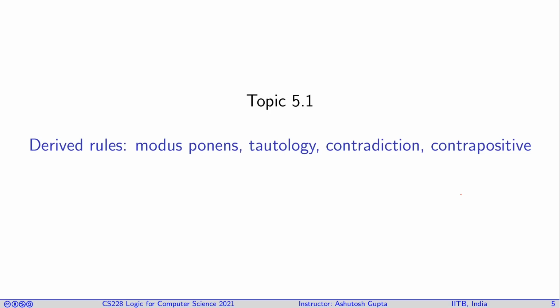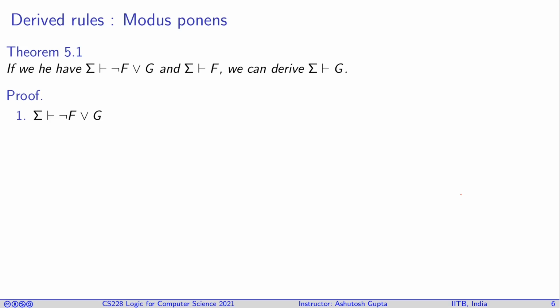First we will look at 4 such rules. One is called Modus ponens, second is tautology, third is contradiction, and fourth is contrapositive. Let's dive into it. So what is Modus ponens? Let's suppose I give you that from sigma you can derive not f or g, and from sigma you can derive f. Then we can derive that sigma derives g.